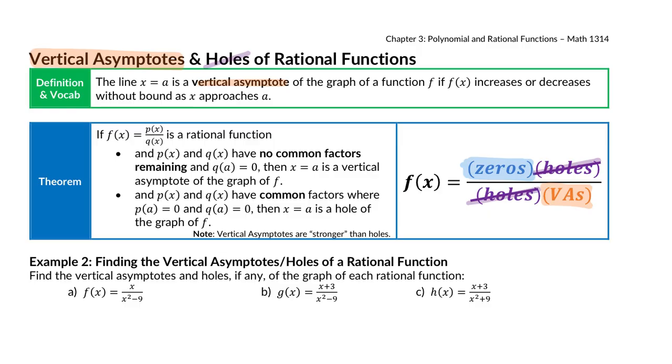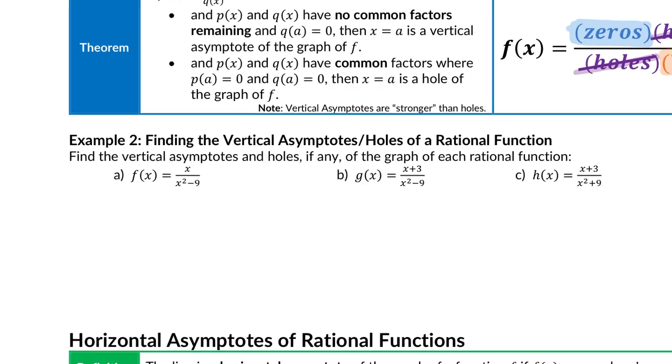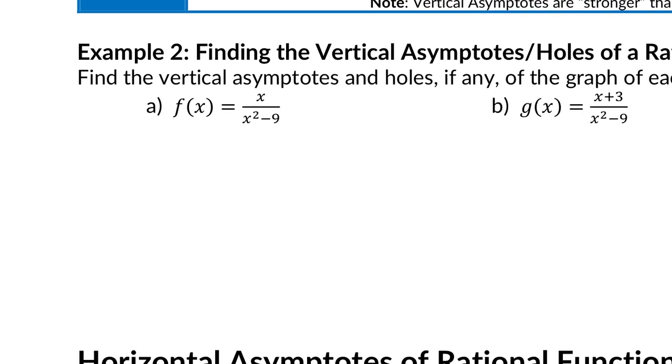Because factoring it will allow me to see whether I have a vertical asymptote or a hole at those excluded values in the denominator. For example, we need to factor this denominator. We've technically already done this on the first page. This is the one that we factored already. This is x minus 3, x plus 3.